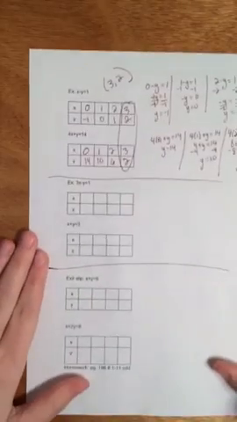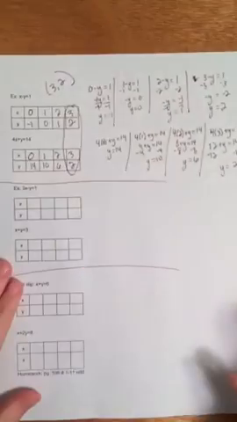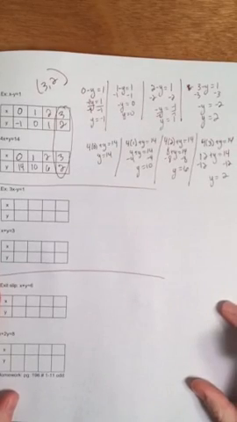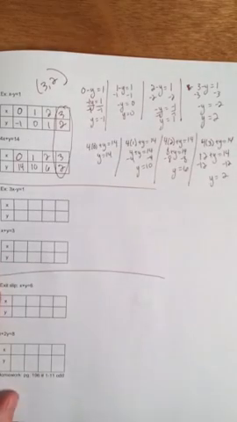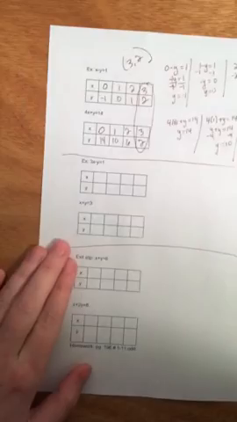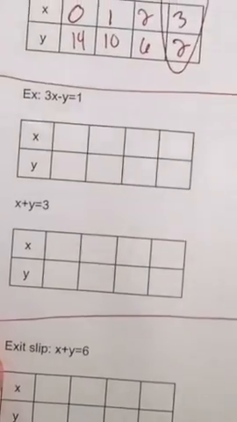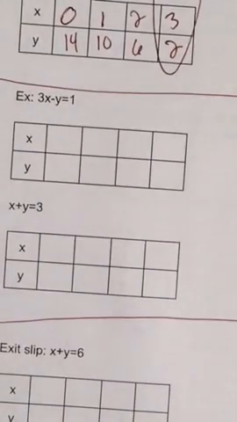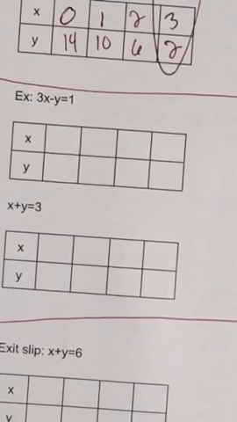Okay, let's do another one. Go ahead and pause it if you need to. I'll kind of zoom out so you can pause here and look at any of the work you need to. Alright, I'm going to zoom in on this. So I have two equations again. Excuse me, 3x minus y equals 1 and x plus y equals 3.